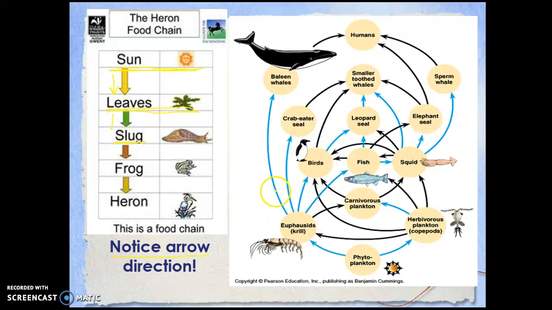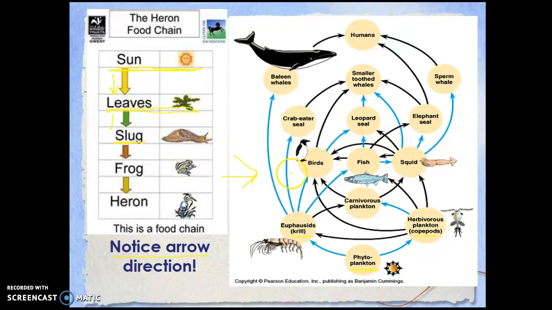So if we look over here, this is what a food web is. A lot of times we like to use food webs instead of food chains because they show a much higher complex relationship between different organisms. So if we look here, this phytoplankton is really going to be our primary producer, and you can see that it gets eaten by this plankton and this krill. So those are going to be the primary consumers of that phytoplankton.